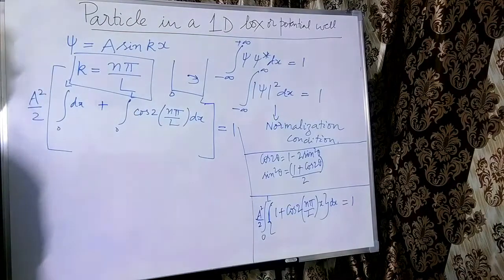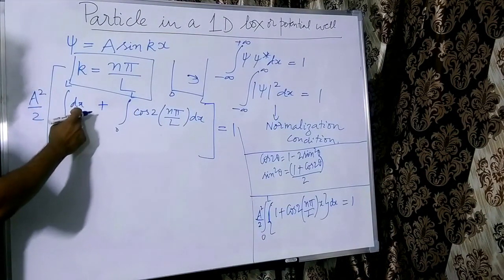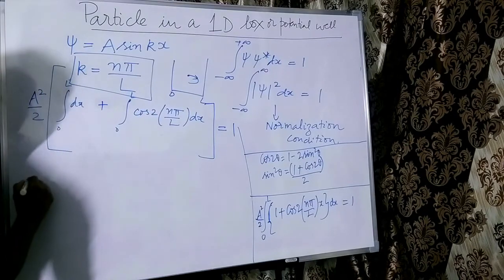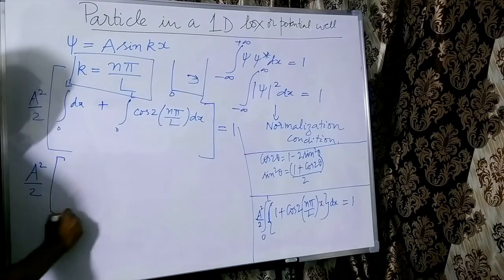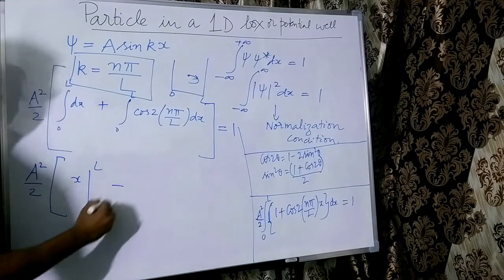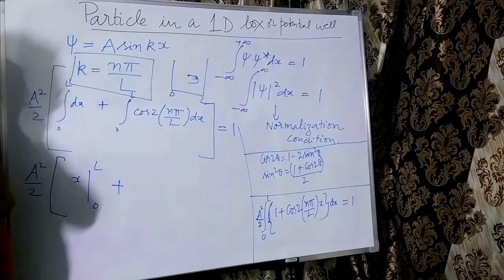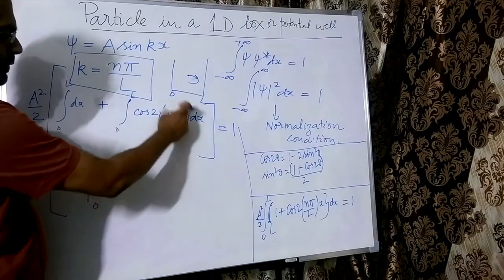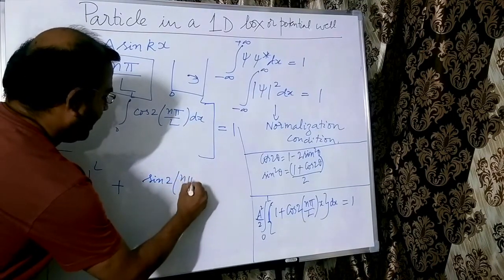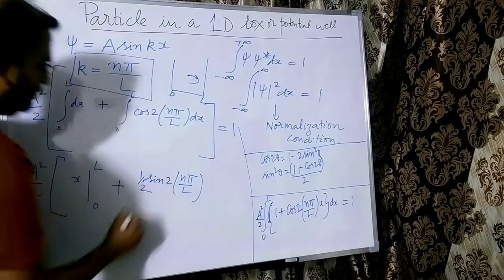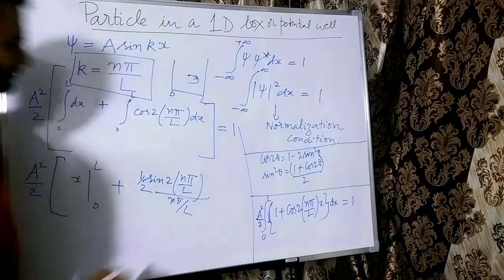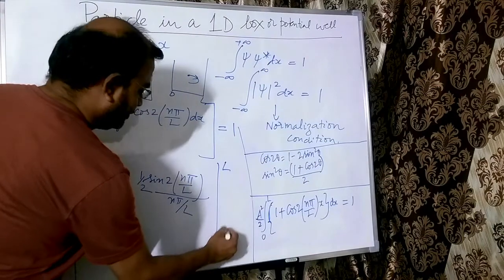Now the first term, the integral of dx, is x. By applying the upper limit, we'll get L. By applying the lower limit, we'll get 0. So effectively, we'll get only L. So a squared by 2, x applied between L and 0, plus the second term. If we integrate, what we will get is the integration of cos 2 n pi by L x, which is nothing but sine 2 n pi by L x, times 1 by 2, and then L over n pi, applied over the limits L and 0.